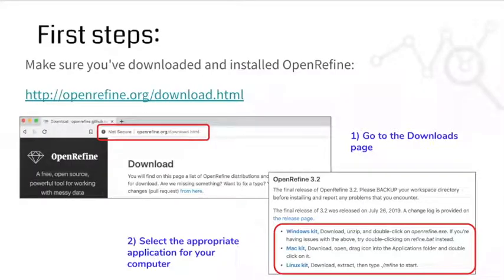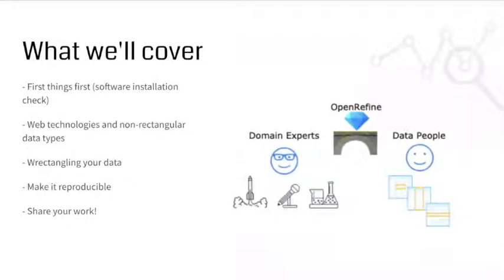Once again, first steps: make sure you go to openrefine.org and download the application. It'll come in either an exe file or a DMG. You'll download it, and when it opens, it actually opens directly into your web browser. We'll go through some of the interface when we get into the actual case study.